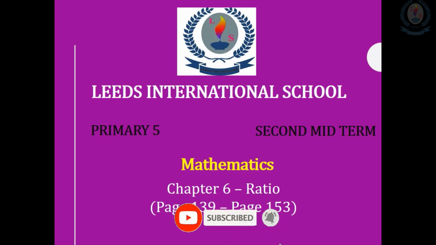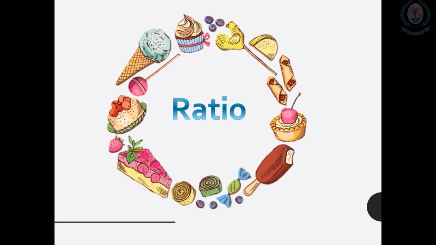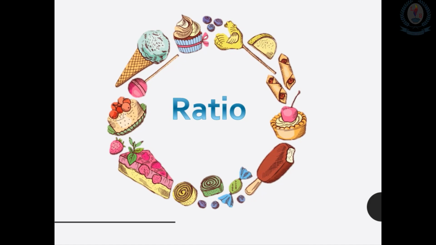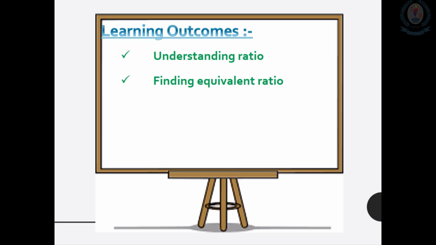Hello children, this time we met with another second midterm Primary 5 mathematics lesson. Chapter 6, Ratio. After learning this lesson, you will be able to understand what a ratio is and the way of finding equivalent ratio, simplifying ratio and solving word problems.